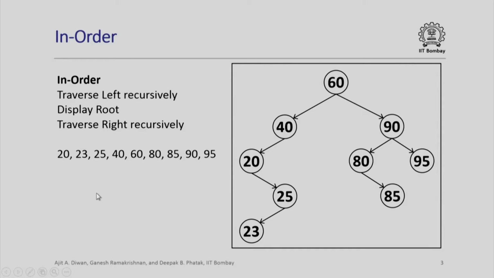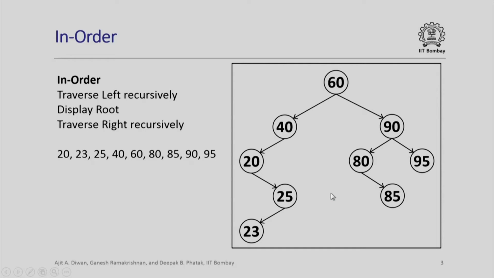What is an in-order traversal? In in-order traversal, we first traverse the left recursively, then we display the root, and then we traverse the right recursively. So a very simple change of the order creates an in-order traversal.